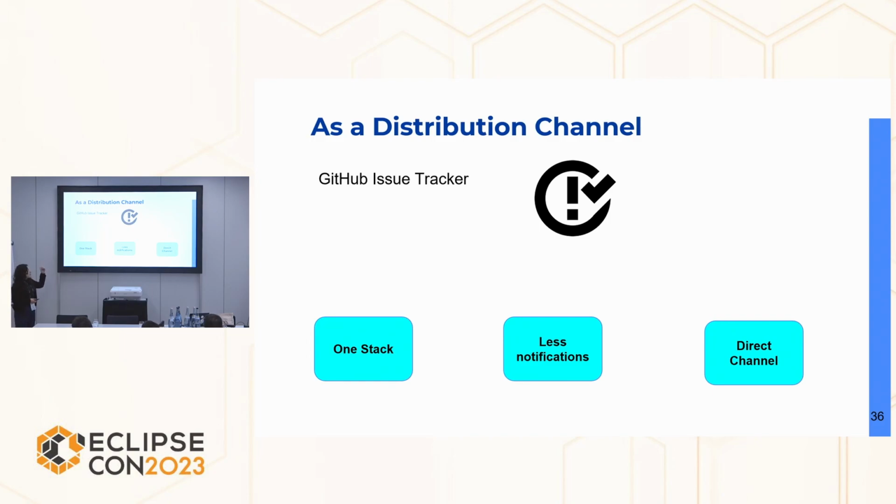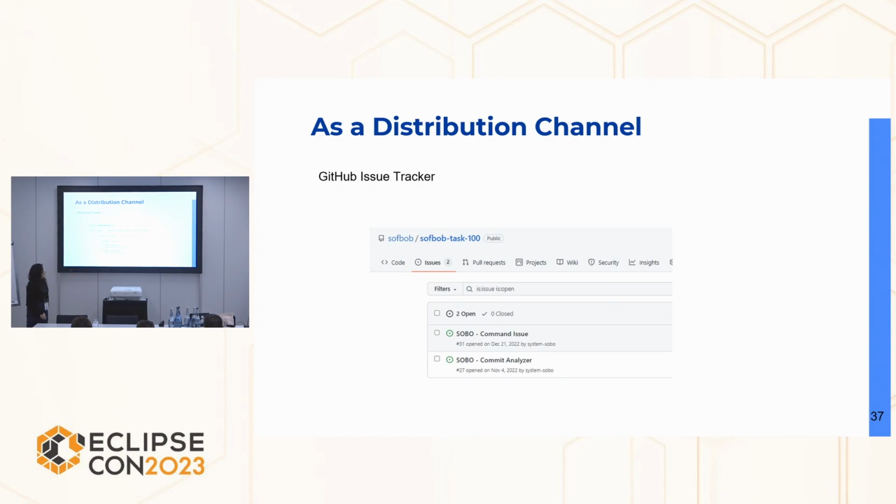So why did we choose this? Because it's in one stack, because there are fewer notifications, and because it's a direct channel with them. And that's why, when I'm talking about the distribution channel, this is what I meant, what I showed you before, that when you have your repository, you have two main issues to interact with the bot.